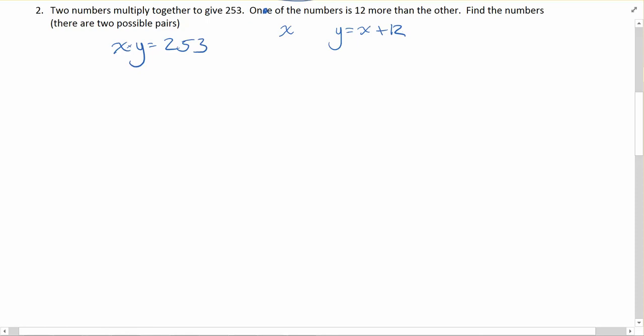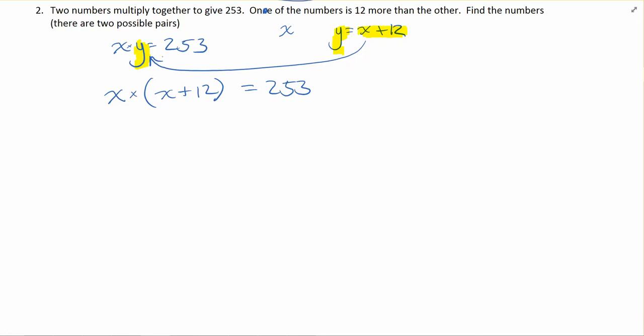So now that I know that, I can think about doing what we call substitution. If I know that y is equal to x plus 12, let's replace y with x plus 12. So we'll keep our brackets here, because we want to say x times everything that y is, which is, in this case, x plus 12, is equal to 253. So I'm taking that expression, that we know y is 12 more than x, and instead of writing y, I'm going to write x plus 12. And we've got that invisible times sign there. You might choose to leave that out and just have the x bracket x plus 12.